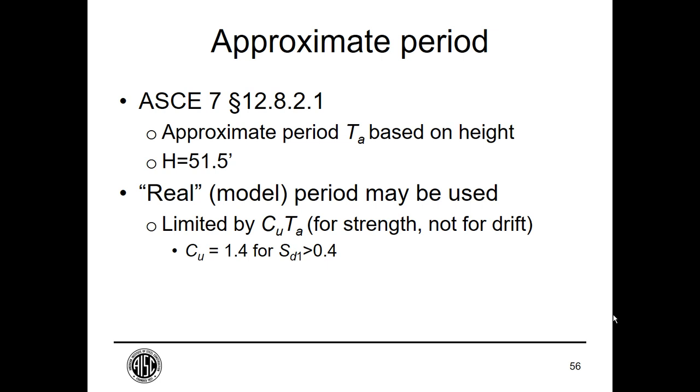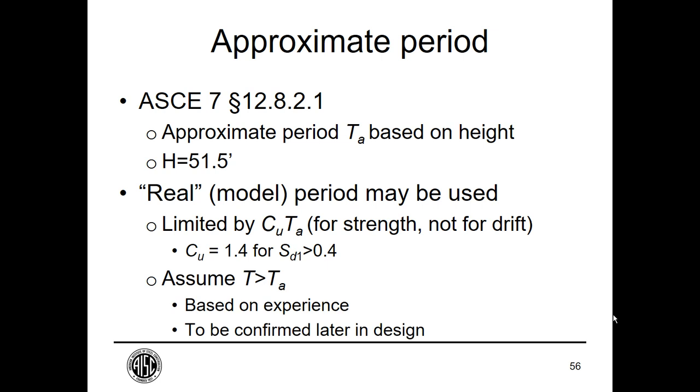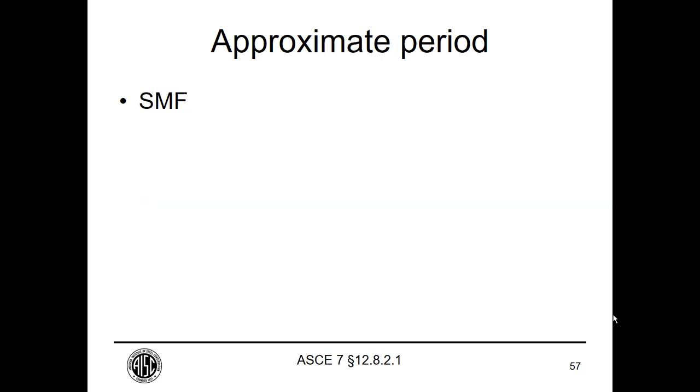So we're going to assume that we don't have a model yet. We could just use the approximate building period, but ultimately we will have a model. Based on experience, we know that the model is going to be more flexible than that approximate period. So we're going to make some assumptions now, and then maybe have to adjust our design later once we have the model and have the real period.